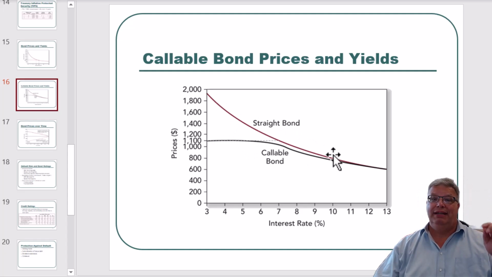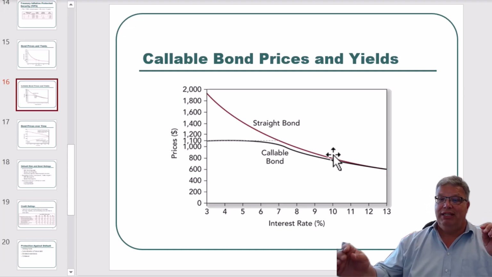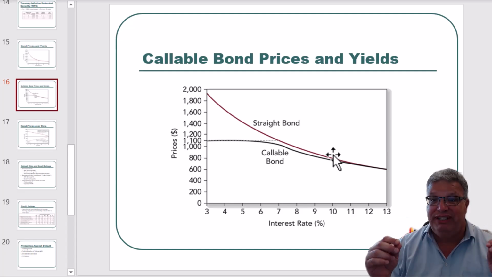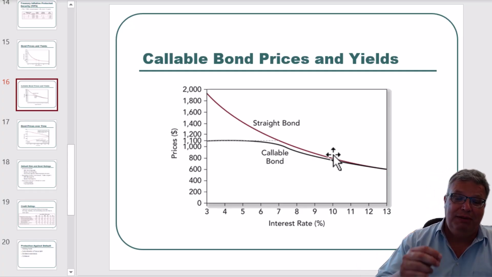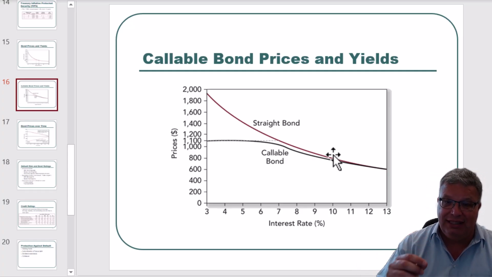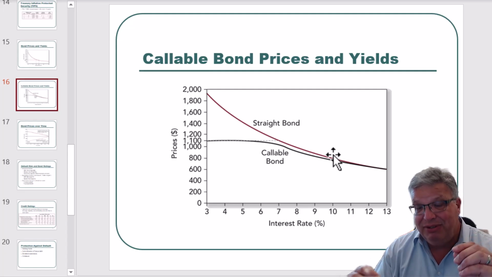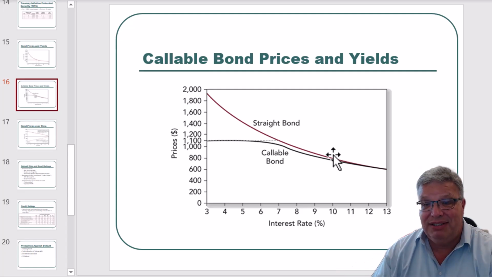But if they have a call feature, when interest rates go down, that company has an incentive to refinance at a lower interest rate. When interest rates fall, people want to get new loans at lower interest rates. Okay? And in this callable bond that we looked at, remember it was callable at 110. So what happens to this curve?